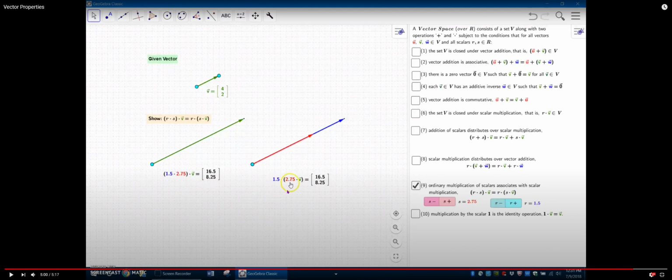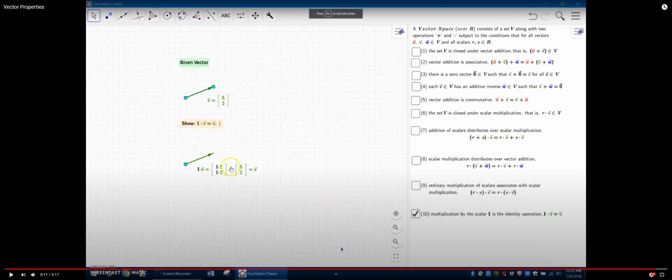Alternatively, what you could do is take this V over here and multiply it by the 2.75 first, and that gives you this red arrow here. Then you multiply this vector by 1.5, which means that this red arrow is going to enlarge further. The total vector that you would get would be starting at this blue dot and ending at this tail over here. And what you want to notice is that the answer here is the same as the answer here. So this is what he's trying to illustrate. He's illustrating this vector equality here.